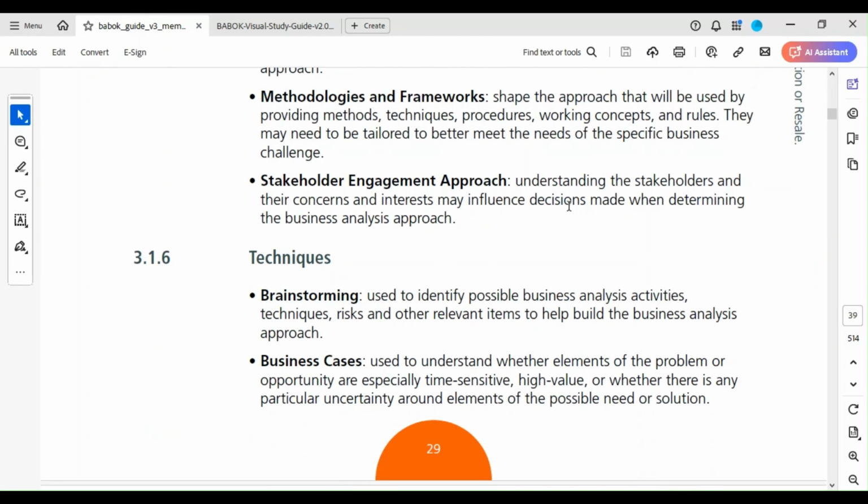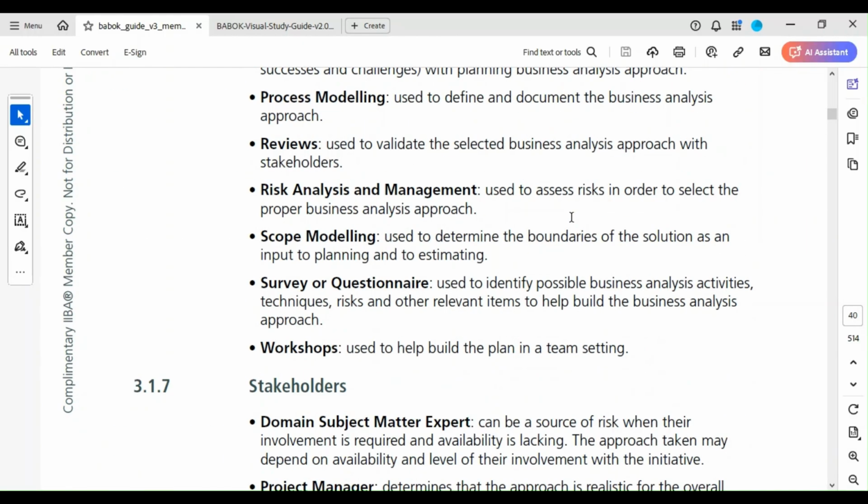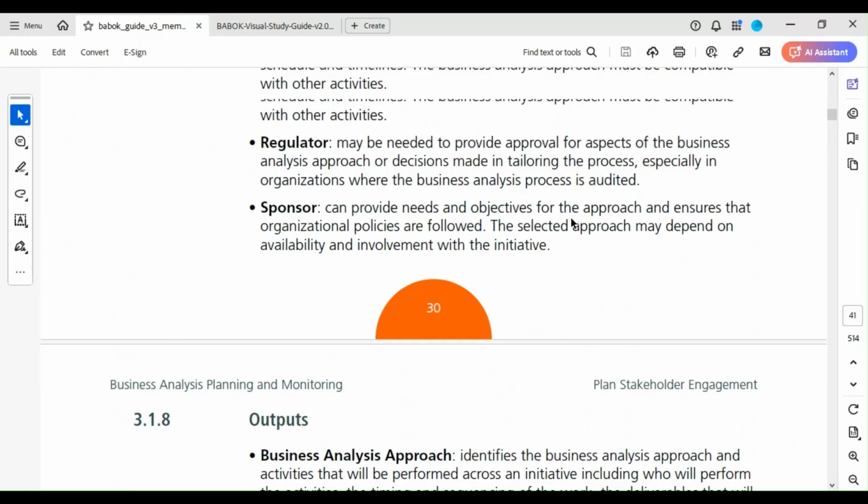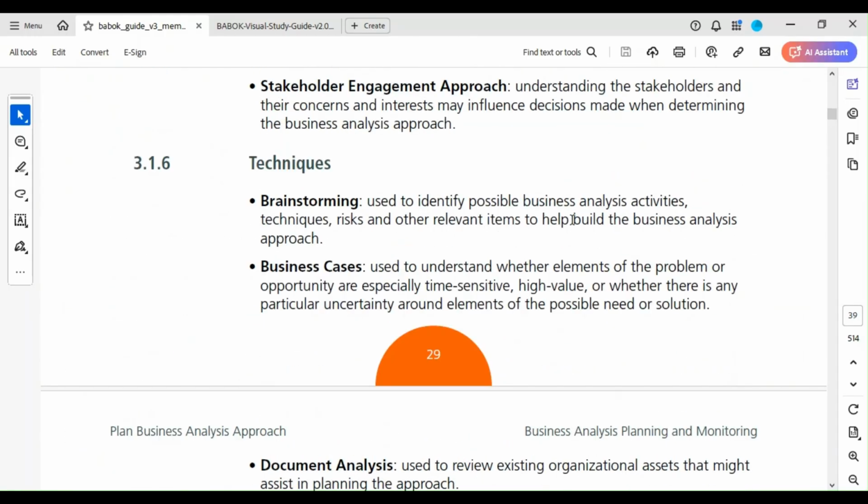Methodologies and frameworks shape the approach that will be used by providing methods, techniques, procedures, working concepts, and rules. They may need to be tailored to better meet the needs of a specific business challenge. Stakeholder engagement approach. Understanding the stakeholders and their concerns and interests may influence decisions made when determining the business analysis approach. So we are almost done with this part. So, yeah, techniques.